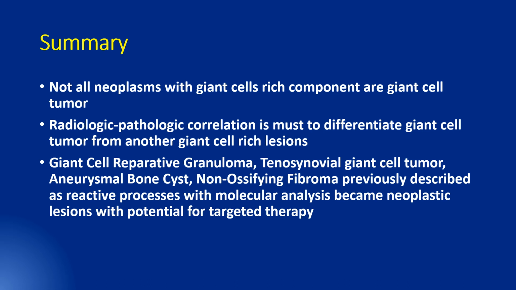In summary, we should remember that not all neoplasms with a giant cell-rich component are giant cell tumor. Radiologic pathologic correlation is a must to differentiate a giant cell tumor from other giant cell-rich lesions. Giant cell reparative granuloma, tenosynovial giant cell tumor, ABC, and NOF, previously described as reactive processes, became neoplastic lesions with molecular analysis, with potential for targeted therapy.